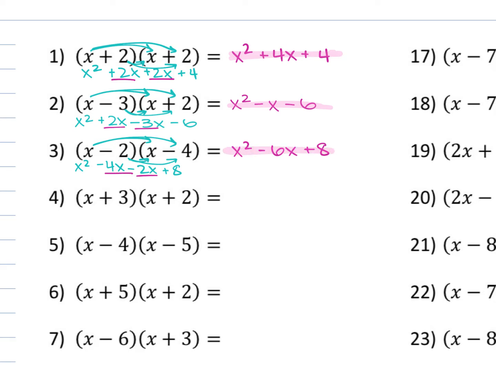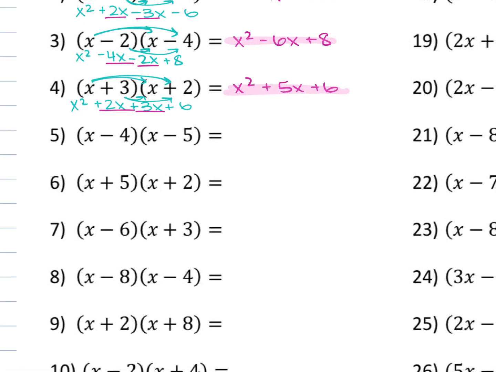For number 4, you have x plus 3 times x plus 2. So x times x is x squared. x times 2 is 2x. 3 times x is 3x. And 3 times 2 is 6. So again, combine those like terms. That's x squared plus 5x plus 6.